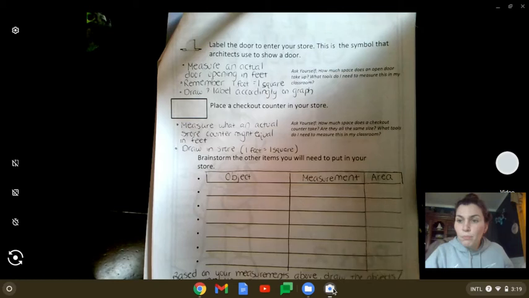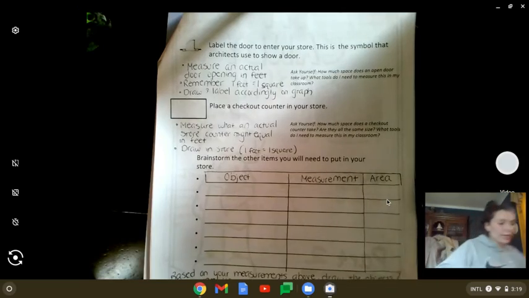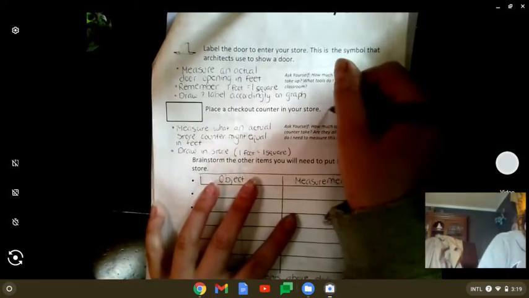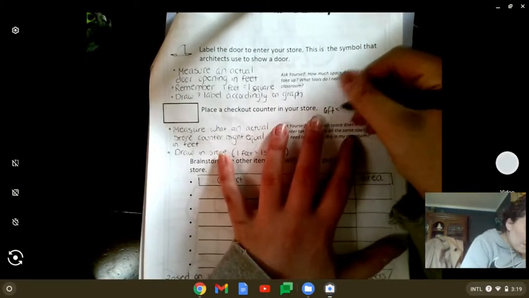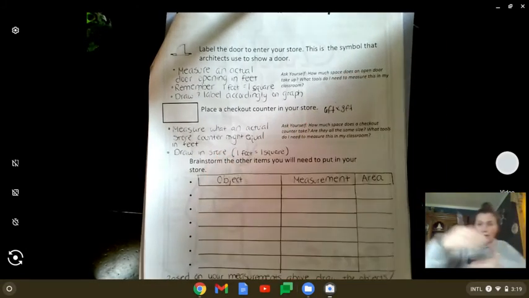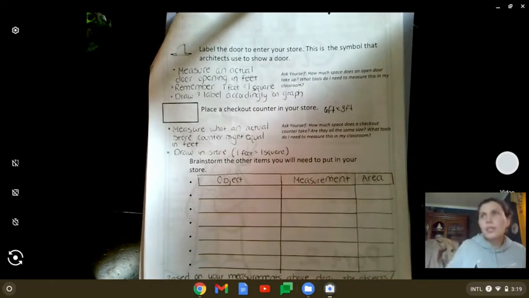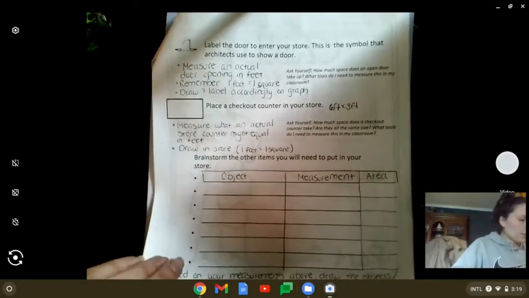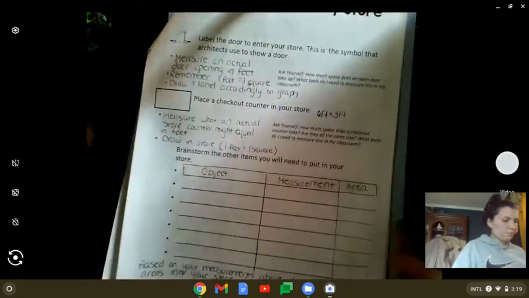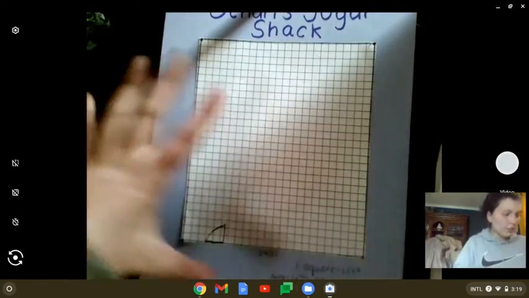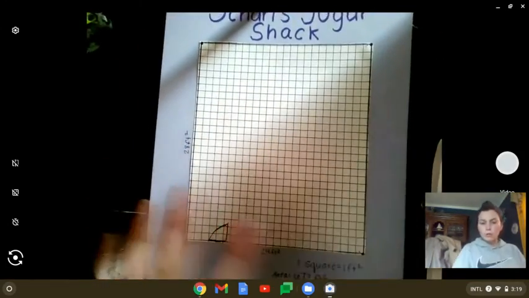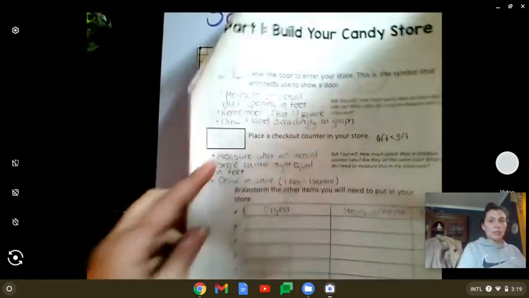All right, so Miss Sharp decided that she wants her checkout counter to be about 6 feet long by about 3 feet wide. So 3 feet across. So about 3 feet. So now we are going to go back here. We're going to say, okay, now where in my store do I want to draw this checkout counter? It looks like that.